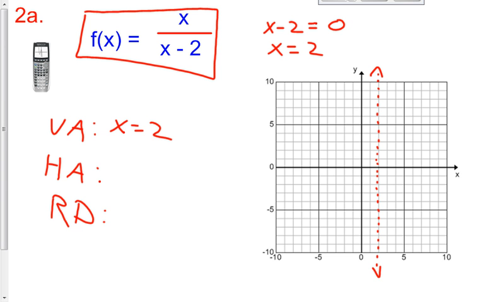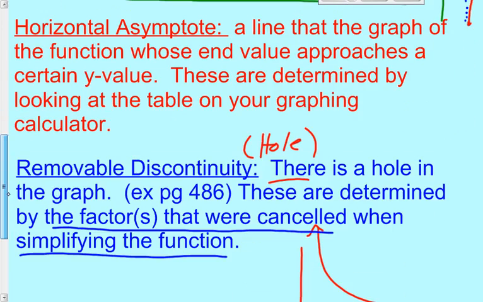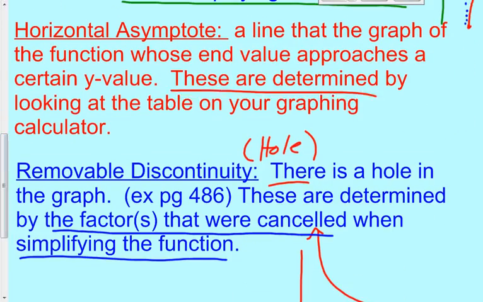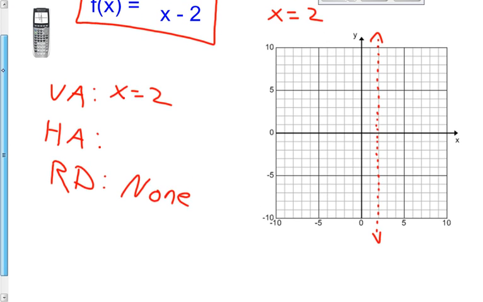My removable discontinuities are holes in the graph. Those are found when factors are canceled or reduced. We didn't have any of that in this one, so we're just going to put that there are none. So there are no holes in the graph. Your horizontal asymptotes are determined by looking at the table on your graphing calculator. So for any horizontal asymptote, we must put them into our graphing calculator.